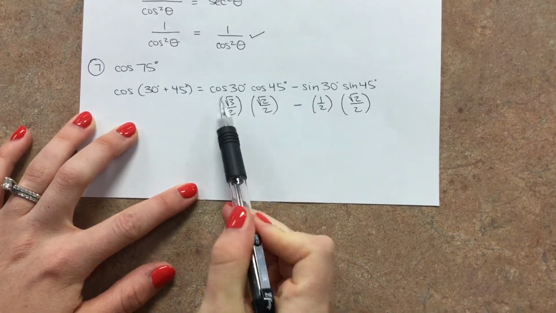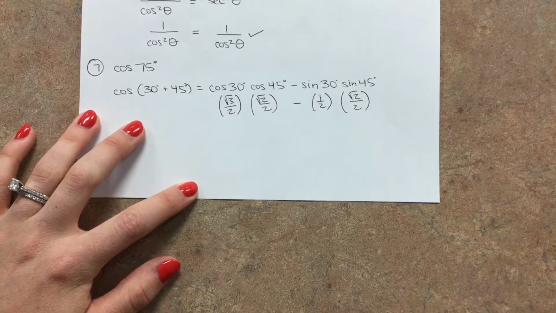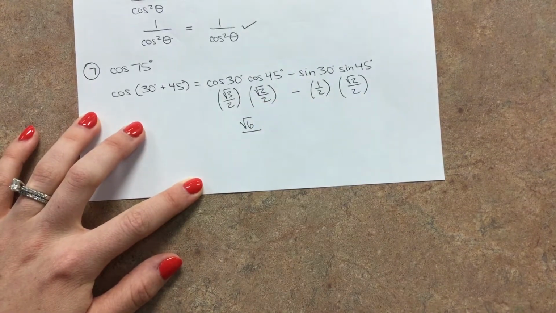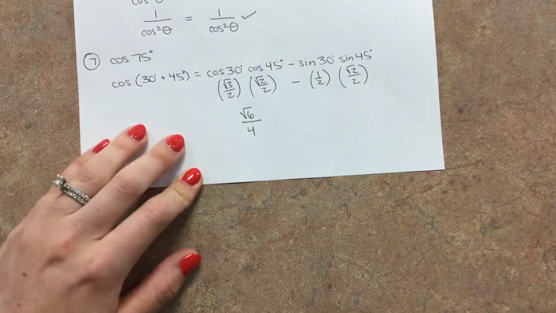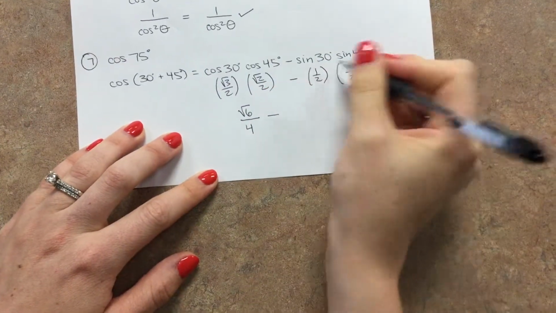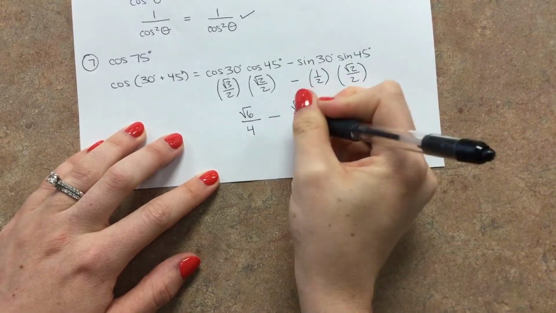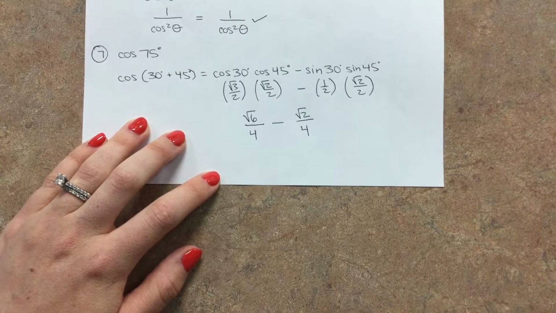So these ones, when you're multiplying these two together, square roots can be multiplied. You multiply the 3 times 2, you get 6, so this just becomes the square root of 6. And the denominator would just be 4, 2 times 2. Minus, and then here you have 1 times the square root of 2, which is the square root of 2 over 4.